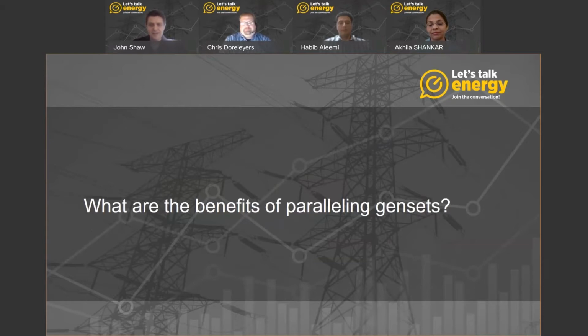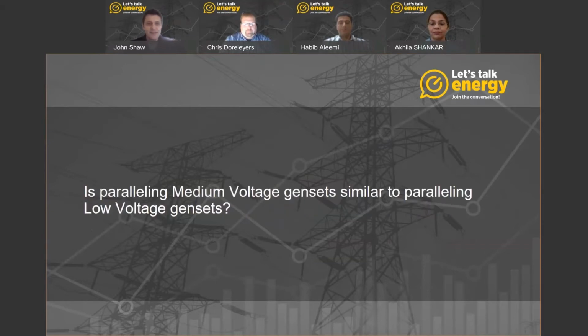So this next question actually comes from our audience before the presentation. And Akhila, I'll start with you again. Is paralleling medium voltage gensets similar to paralleling low voltage gensets?